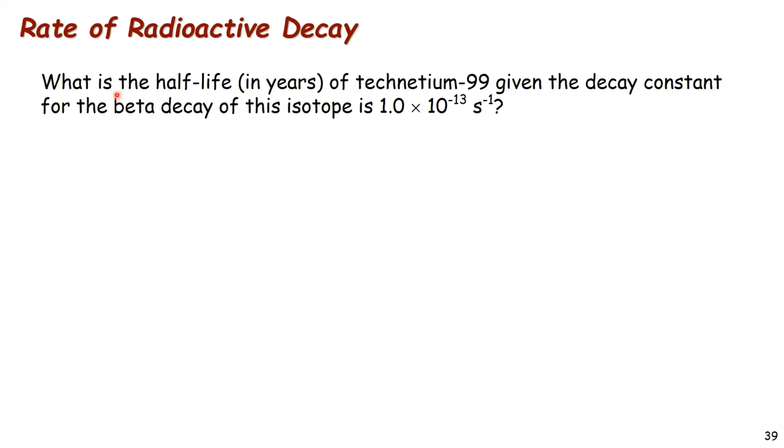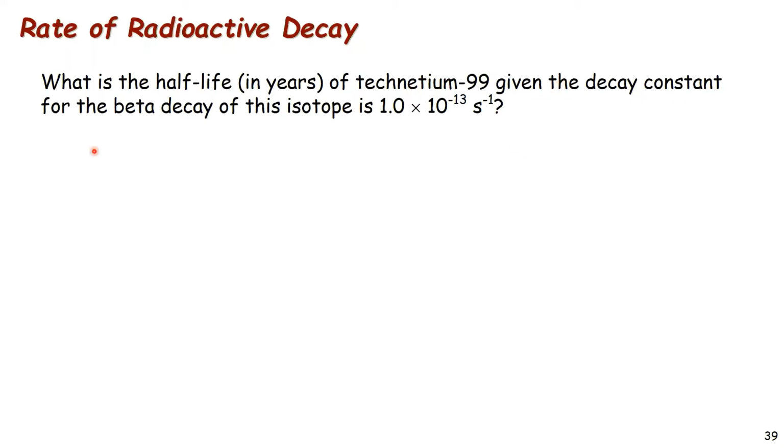Okay, so let's determine what is the half-life in years of technetium-99. Technetium-99 is actually a man-made element. It does not exist naturally on the Earth. We produce it in most nuclear reactors, usually for the purpose of medical research. So technetium-99 is what we would call a radioactive tracer.